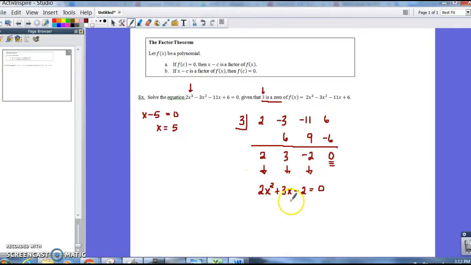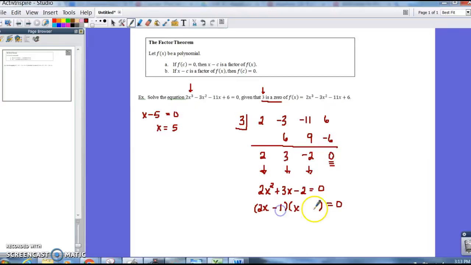And so now I have a quadratic function that I can factor and figure out what my remaining 2 zeros are. I know the only way I can break this up is 2x and x, and now I just have to figure out what goes here. My only factors of 2 are going to be 2 and 1, so it's really just kind of trial and error figuring out what goes where.